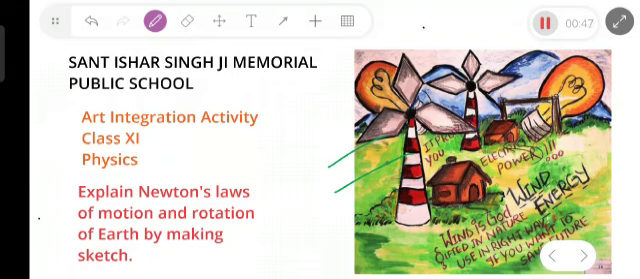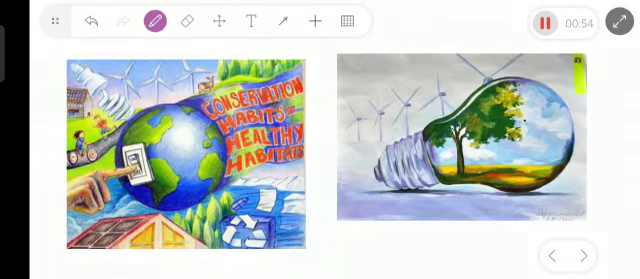There are many examples which I will show you right now. Look at these examples. It is again based on the law of conservation of energy. Look how the sketch is made, which is explaining the conservation of energy. And this sketch is again based on the conservation of energy.